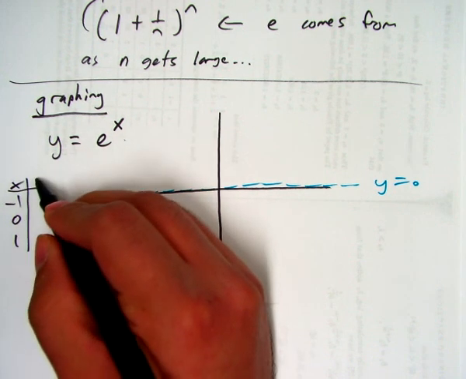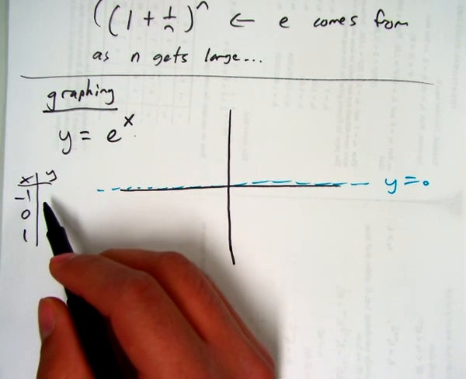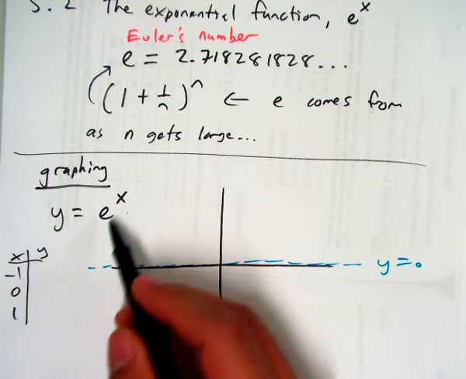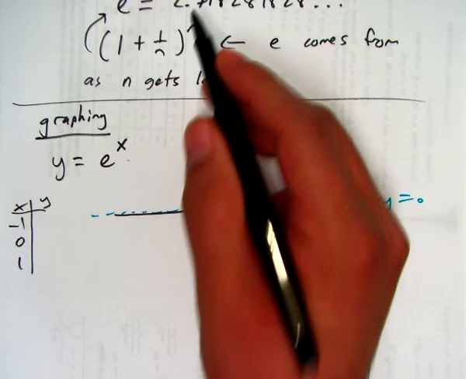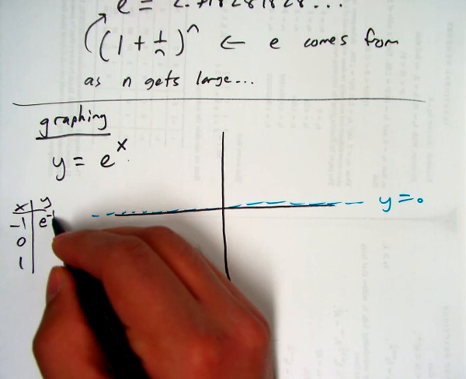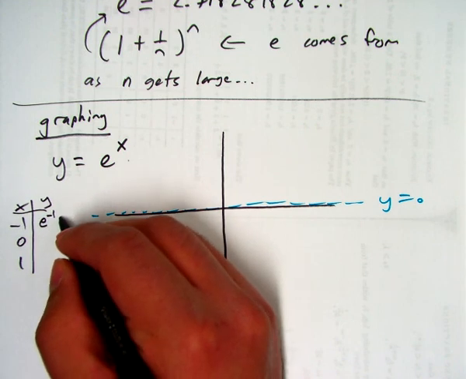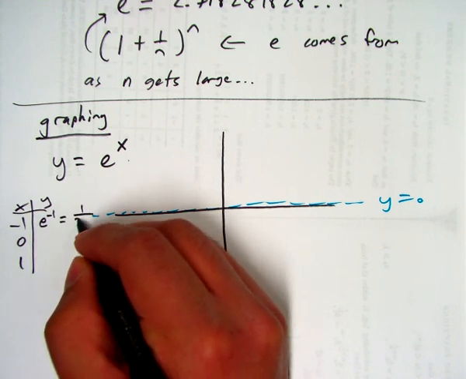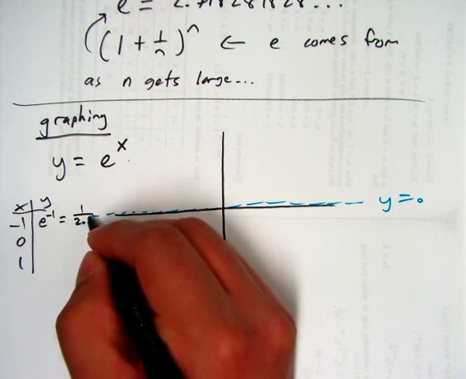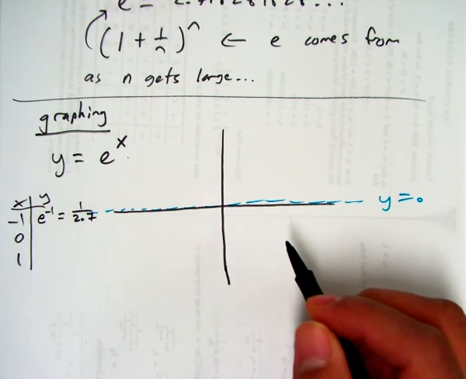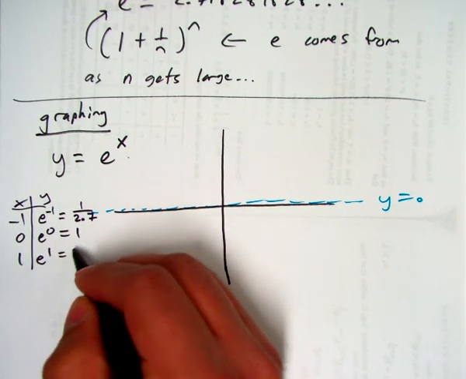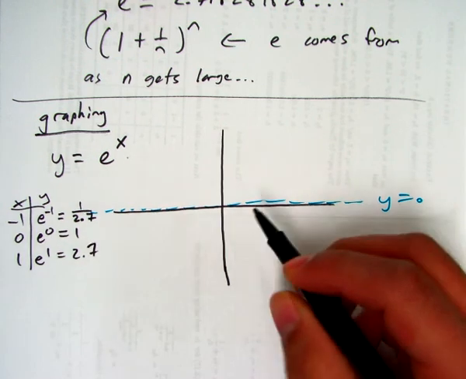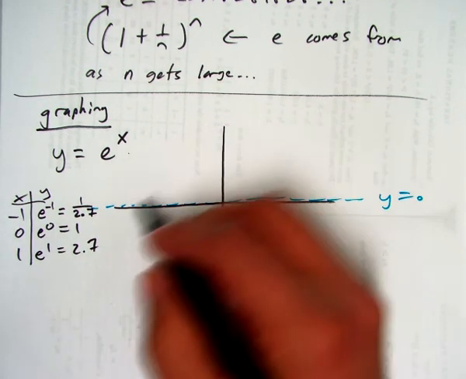here's how we can kind of figure it out. We know that e is almost 3. Okay? So when you do e to the minus 1, it's like doing 1 over almost 3, or 1 over 2.7 or so. E to the 0 is just going to be 1, and of course e to the 1 is about 2.7. So as far as graphing, these are really the only points you need.